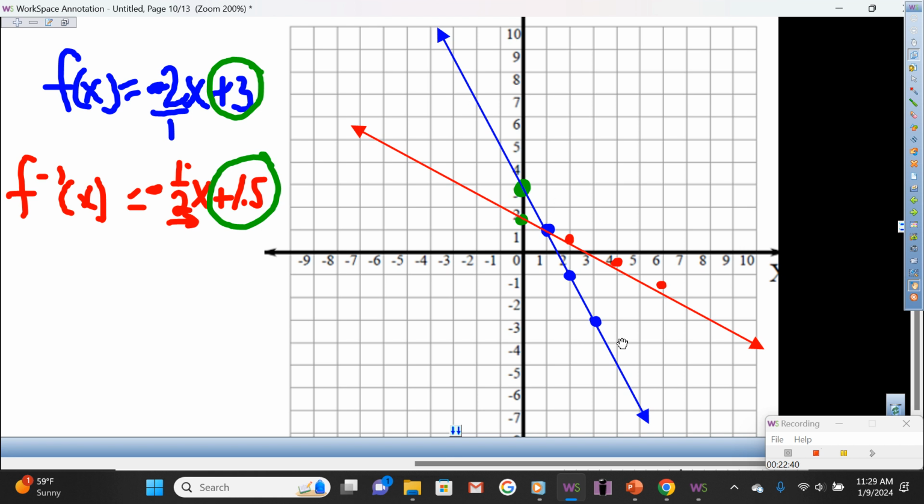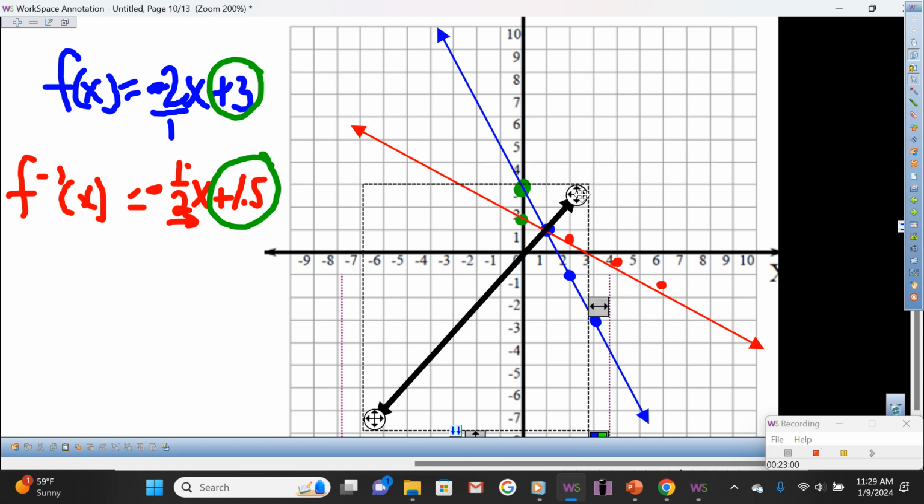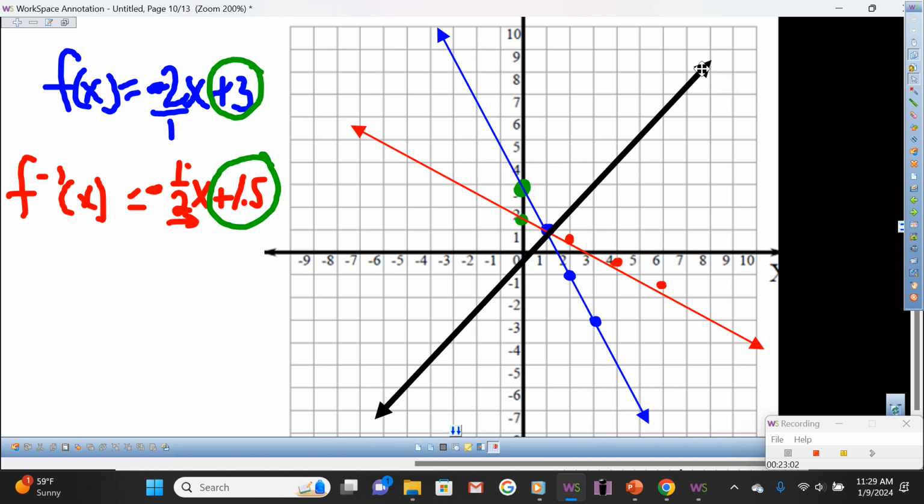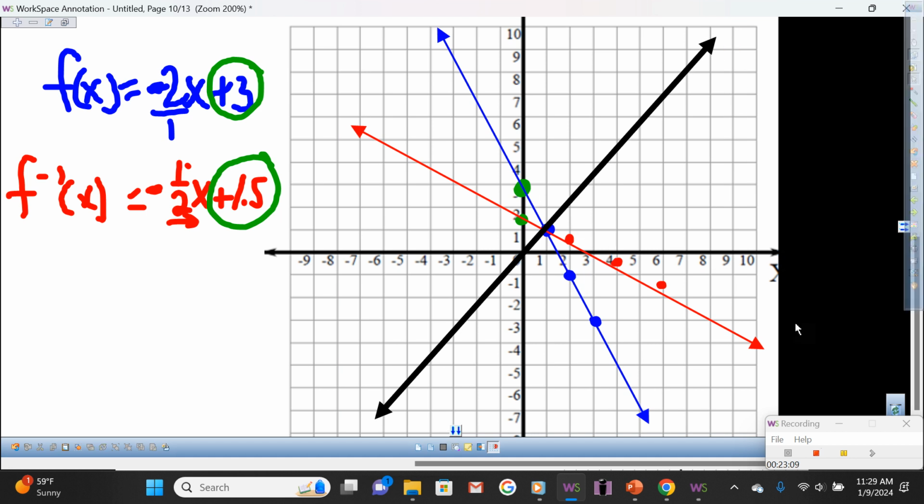Now it looks like it's reflecting off something, so check this out. I'm going to draw y equals x going straight through 0. Do the same if you can. Does it look like the blue is reflecting over here like the red? Look at this part. Is it reflecting over here? Yes. And this part? Yes, it's reflecting over here. That's how we know it's an inverse.